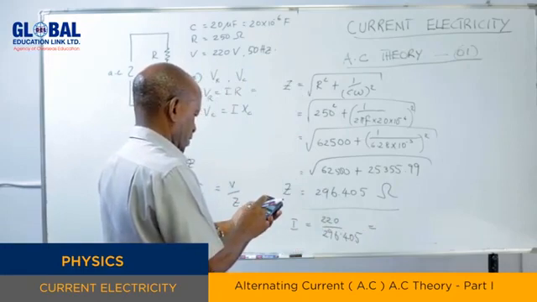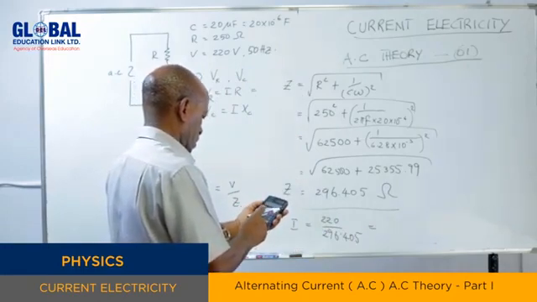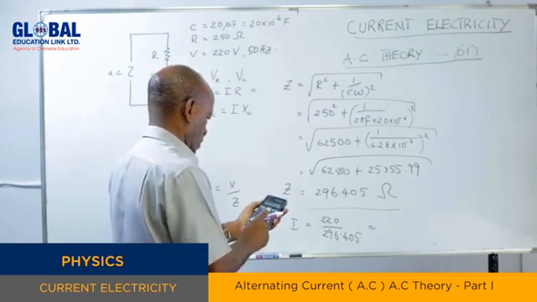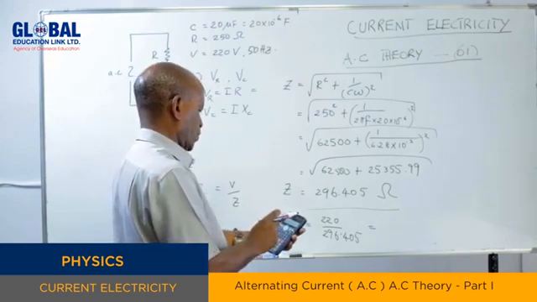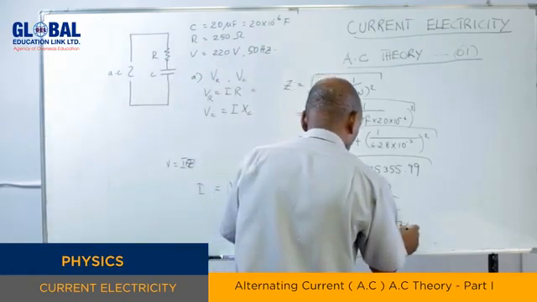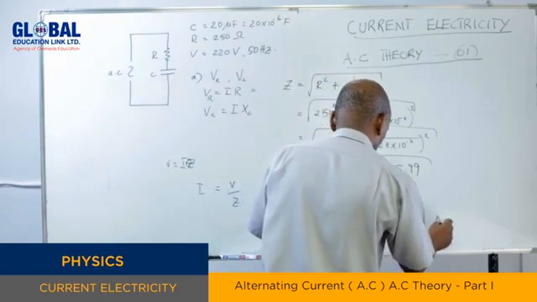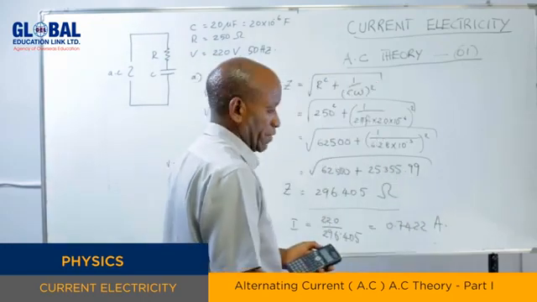Therefore, I take this and I'm getting the current to be equal to 0.7422 ampere. This is the current.